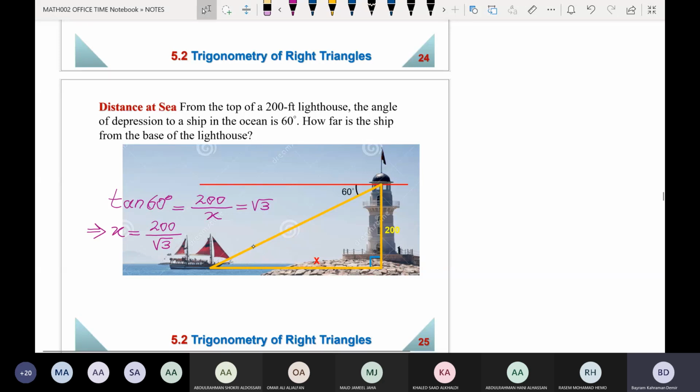And the only thing you need to understand is how to sketch this triangle, right? This side is 200 feet, which is the height of the lighthouse. And here the horizontal line is the distance between the ship and the lighthouse. How far is the ship from the base of the lighthouse? They are asking what the x value is here.